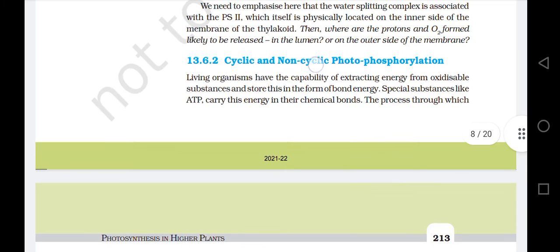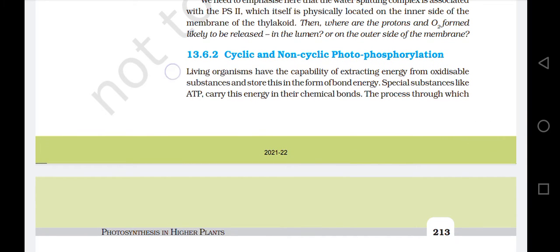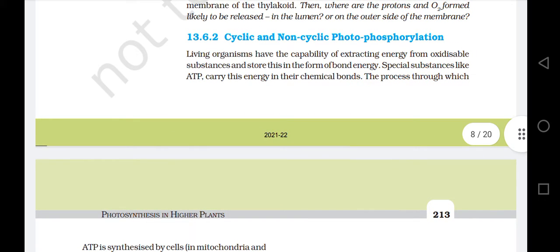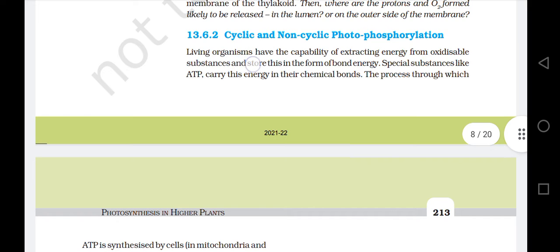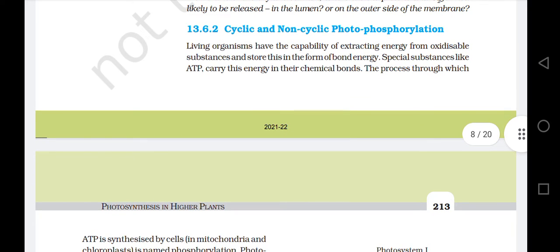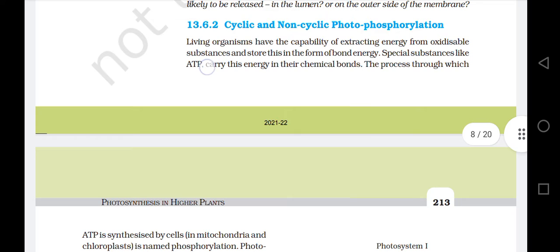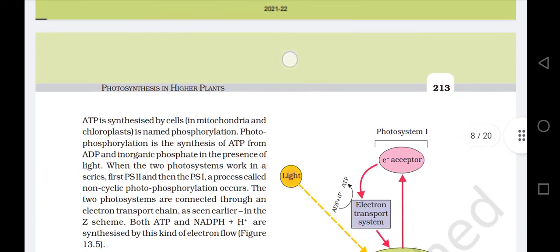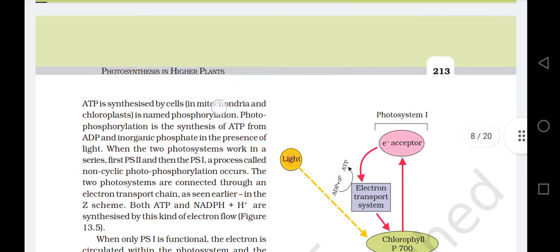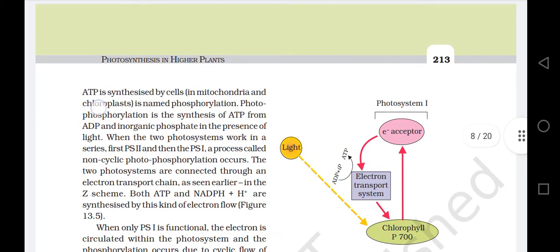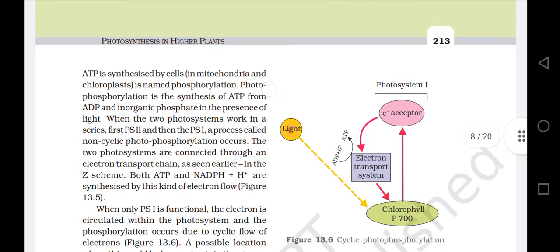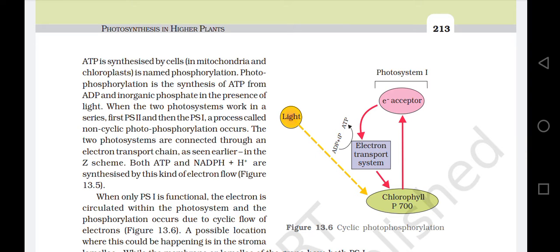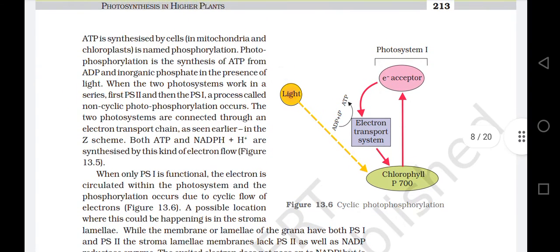13.6.2. Cyclic and non-cyclic photophosphorylation. Living organisms have the capability of extracting energy from oxidizable substances and storing this in the form of bond energy. Special substances like ATP carry this energy in their chemical bonds. The process through which ATP is synthesized by cells in mitochondria and chloroplasts is named phosphorylation. Photophosphorylation is the synthesis of ATP from ADP and inorganic phosphate in the presence of light.